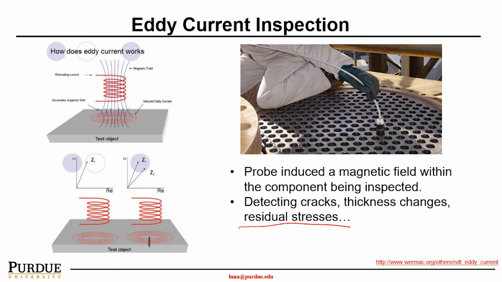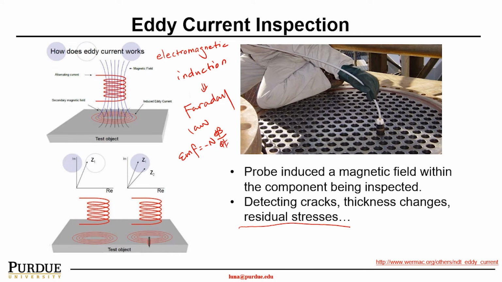The basic physics is built on electromagnetic induction. And then we understand Faraday's law, right? Your EMF equals minus N dΦ_B over dt, right?